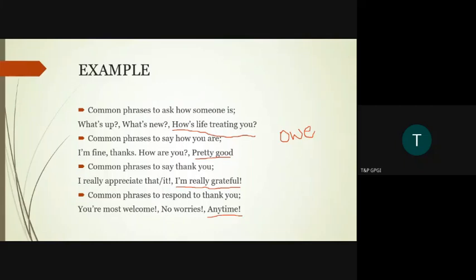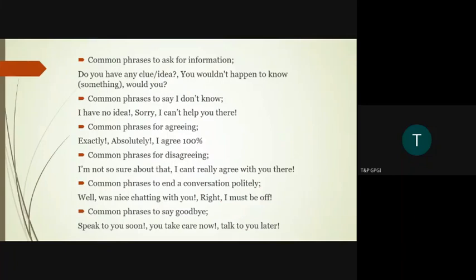So now we are moving on to some common phrases to ask for information. If you want to get some information, how can you ask? We'll learn that by the use of some phrases. Okay, so you can say, do you have any clue? Or do you have any idea? In a conversational paragraph, you should be able to identify it's a common phrase used to ask for information.